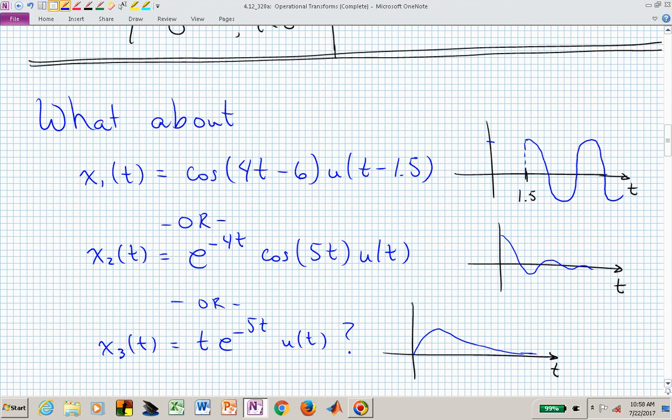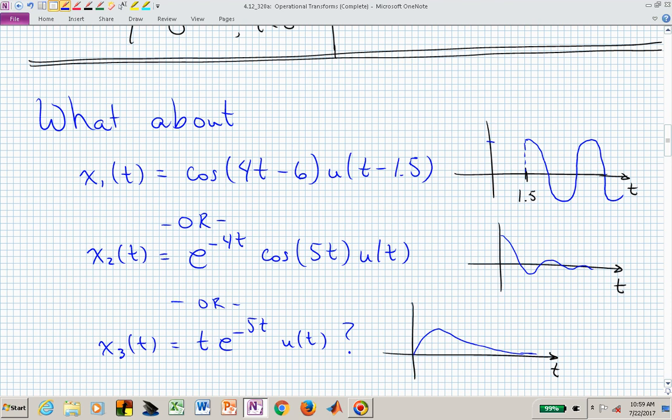For example, what if we have a translation in time, where now we're not starting at time 0, but in x sub 1 of t we're actually starting this cosine waveform at 1.5? What's going to happen to the transform in the frequency domain when we take this time domain expression or waveform into the frequency domain? Or what happens if we introduce exponential decay on a cosine waveform?